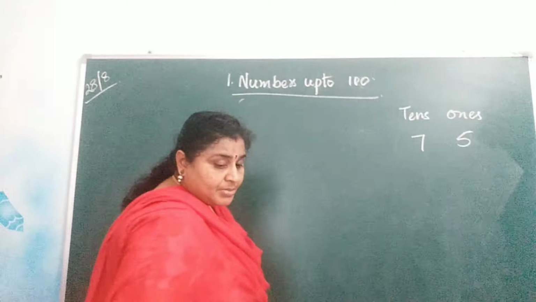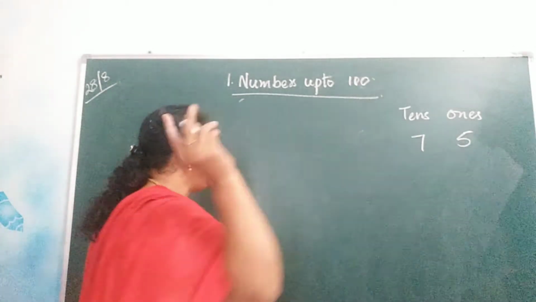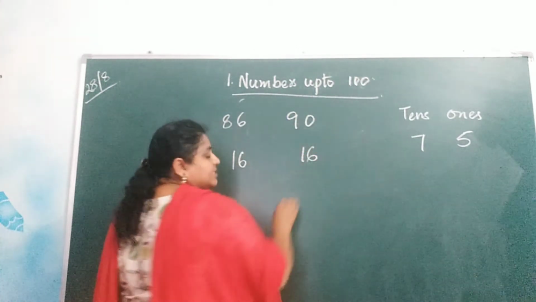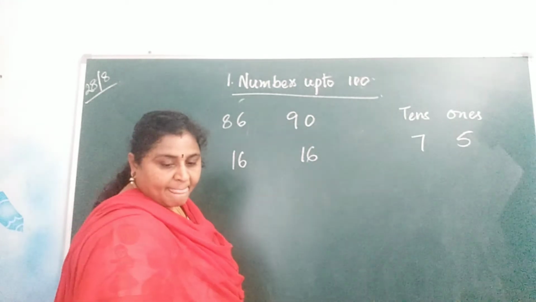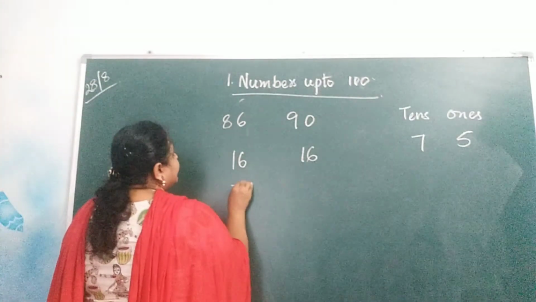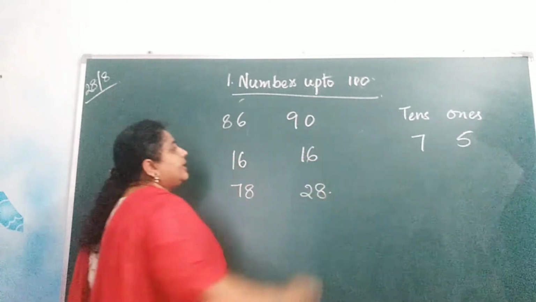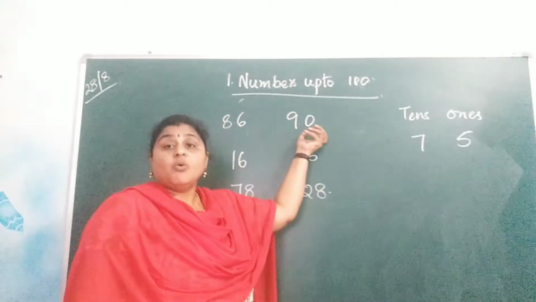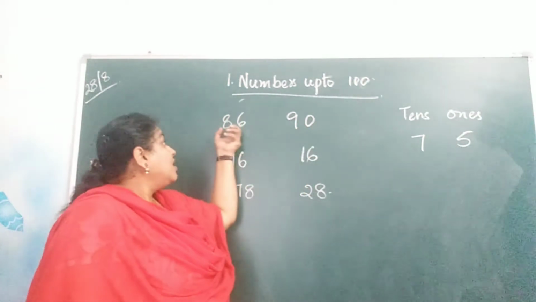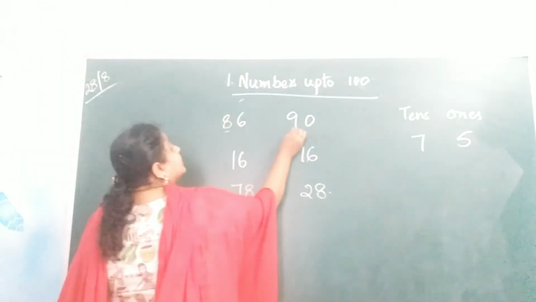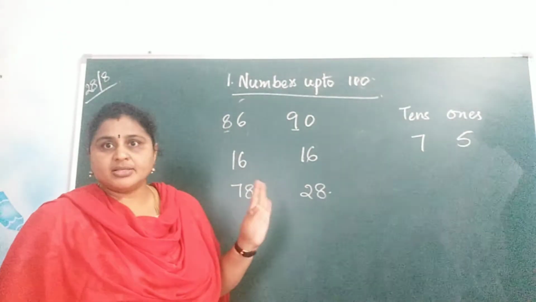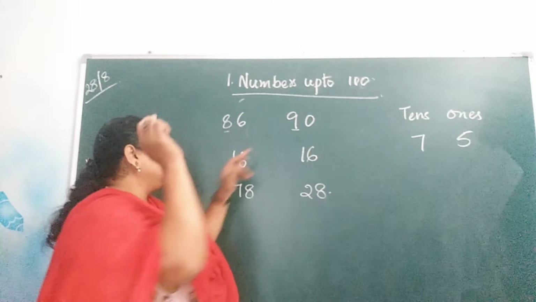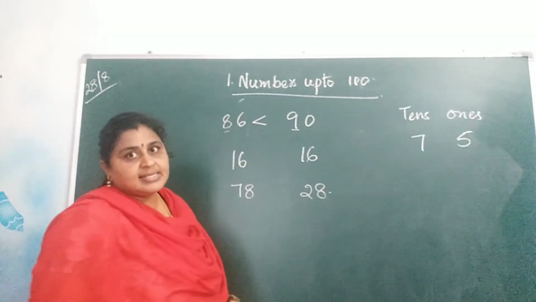I write here 3 numbers and let us discuss whether they are greater or less than. 86, 90, 16, 16. And let us take the other number 78, 28. Alright, now you have here 3 questions. Now first one is 86 and 90. What is the symbol I need to write? Now check out the first digits. What are there? 8 and 9. Both are different. They are not same. Now tell me, is 8 less than 9 or greater than 9? Less than 9. Therefore 86 is less than 90.